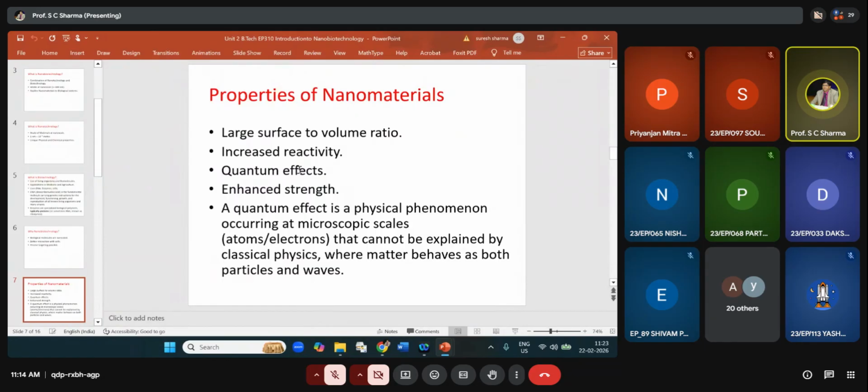And then quantum effect. Quantum effect is a phenomenon occurring at microscopic scales, of atoms or electrons, that cannot be explained by classical physics. Okay, so matter behaves as both particle as well as waves. Then enhanced strength because of nanomaterial, nanosize.